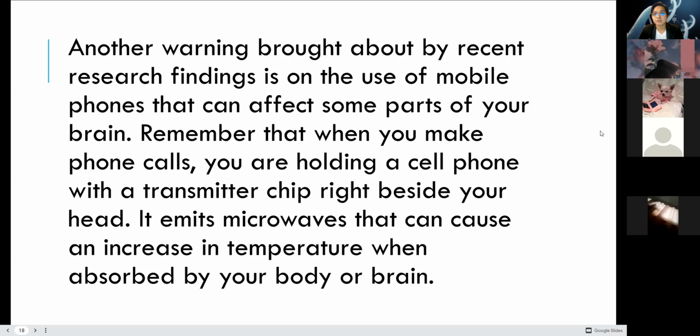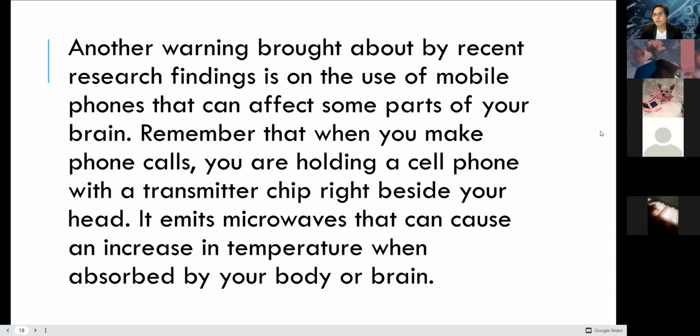But it is now happening in your brain if you're sleeping with your phone near your head. Remember that when you make phone calls, you're holding a cell phone with a transmitter chip right beside your head, correct? It emits microwaves that can cause an increase in temperature when absorbed by your body or brain. These microwaves emitted by your phone will be absorbed by your body and of course your brain. This actually becomes vital for us now, especially in pandemic situations. We are more exposed to our phones.